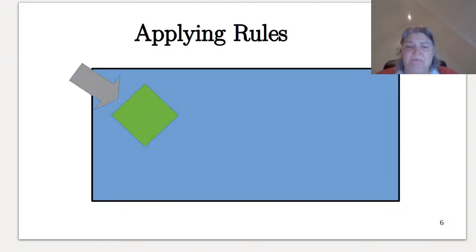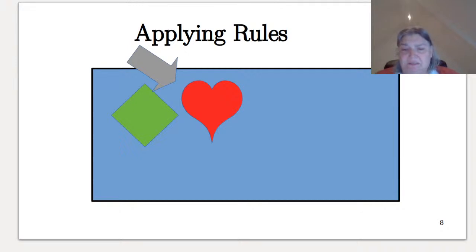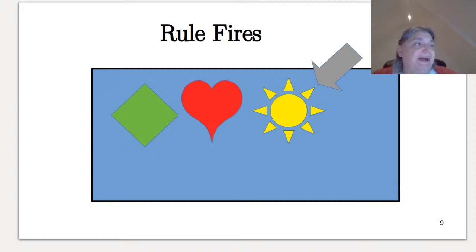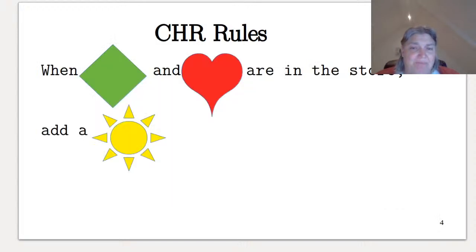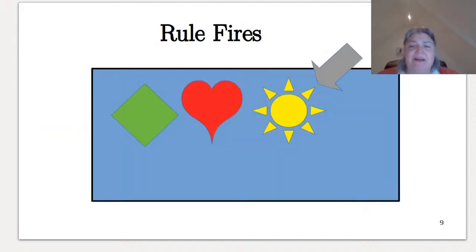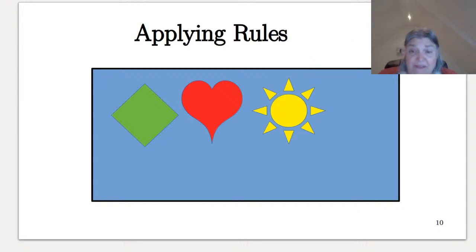Here we have an empty store. We put in a green diamond and nothing happens. We put in a red heart, and this time the rule fires because we now have everything on the left side of the rule. I will go back and refresh you about the rule. There's the rule, and so the rule fires and the yellow sun gets added. And now no more rules fire, and we're back to this so-called solved state.